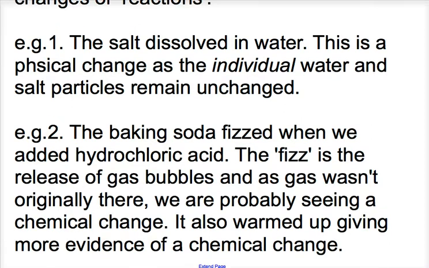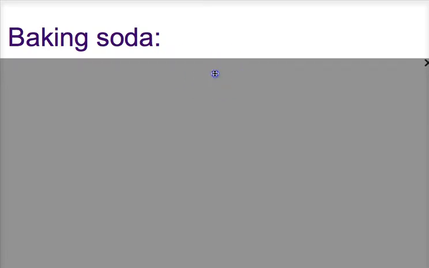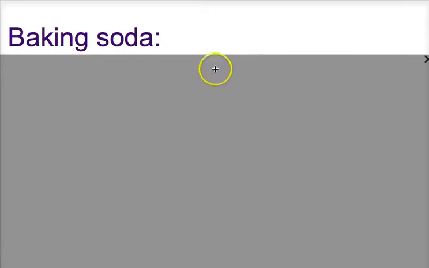Now we're going to look in more detail at one of the substances that we were investigating, and that's baking soda. Baking soda is a very common household substance used as a raising agent in cookies and things like that, but also used for cleaning and deodorizing fridges. It has many uses. Now, what's in baking soda? It's a white powder, but that doesn't really tell us what's in it.